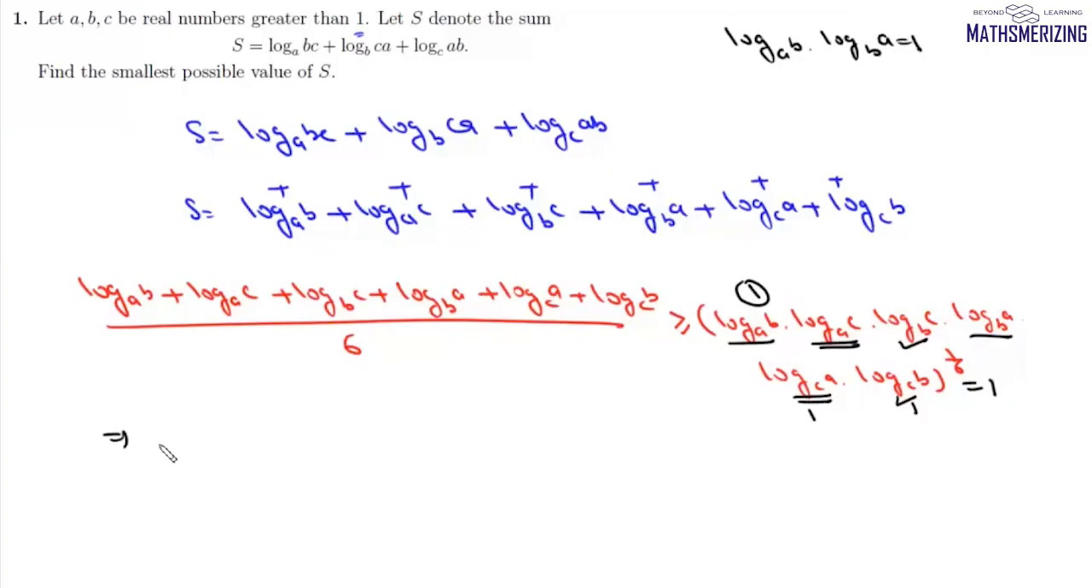So we can write this S is greater than or equal to, we'll take this 6 on the right hand side, so it will be greater than or equal to 6. So the smallest possible value of S will be simply 6.